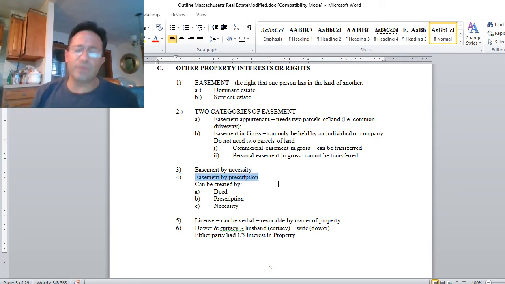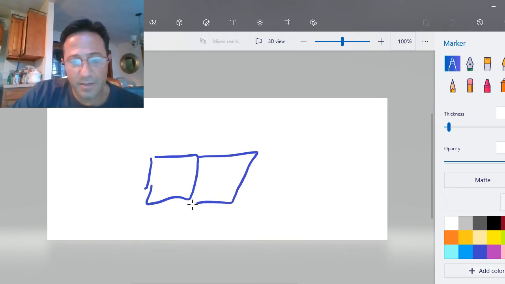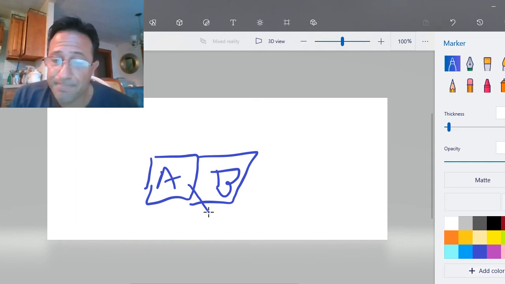With an easement by prescription, you might have the ability, if you have two neighbors again, right? Let's say they share a driveway right here, okay? And this is B. And let's say A was using B's property to get into the driveway, and then all of a sudden B and A have a fight, right? And B says, you can no longer use my property to get into your driveway, and he fences it off.